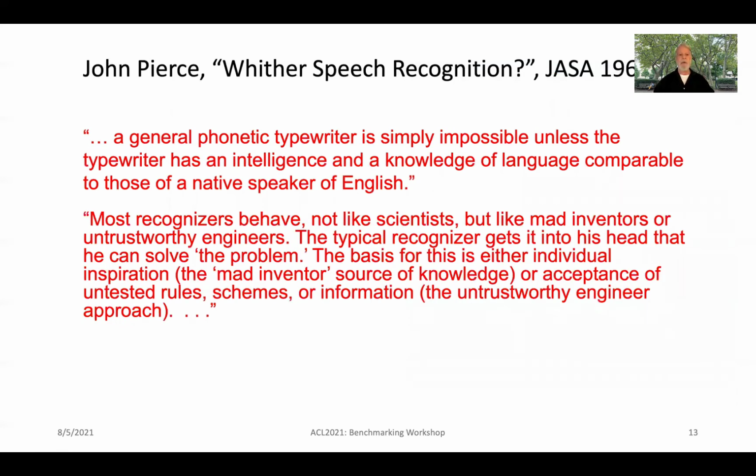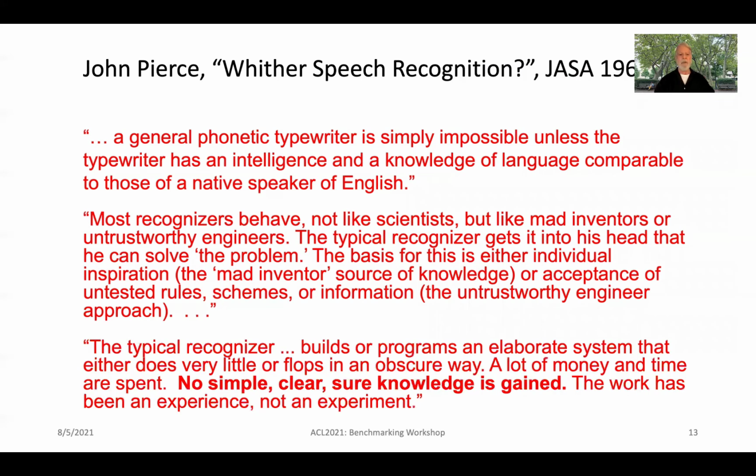Most recognizers, by which he means researchers working on recognition, behave not like scientists, but like mad inventors or untrustworthy engineers. The typical recognizer gets it into his head that he can solve the problem. The basis for this is either individual inspiration, the mad inventor source of knowledge, or acceptance of untested rules, schemes, or information, the untrustworthy engineer approach. The typical recognizer builds or programs an elaborate system that either does very little or flops in an obscure way. A lot of money and time are spent.